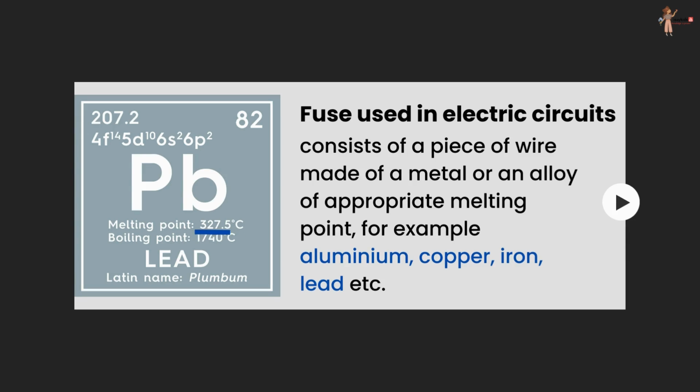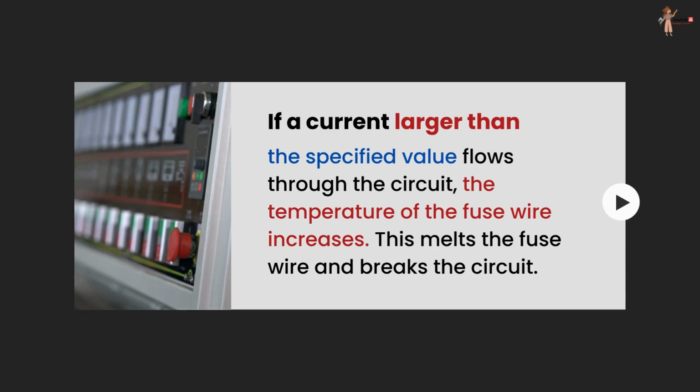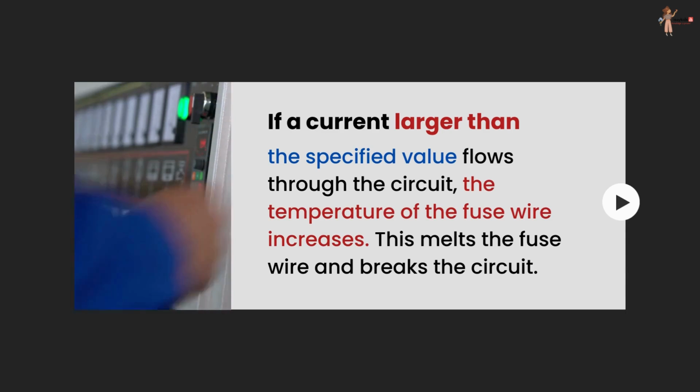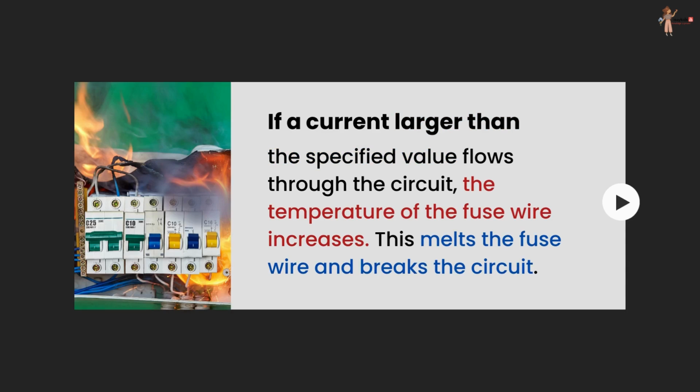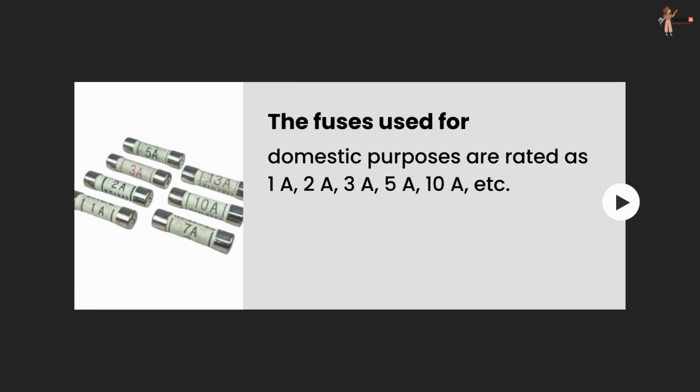Let's see how a fuse works. If a current larger than the specified value flows through the circuit, the temperature of the fuse wire increases. This melts the fuse wire and breaks the circuit. The fuse wire is usually encased in a cartridge of porcelain or similar material with metal ends. The fuses used for domestic purposes are rated as 1A, 2A, 3A, 5A, 10A, etc.